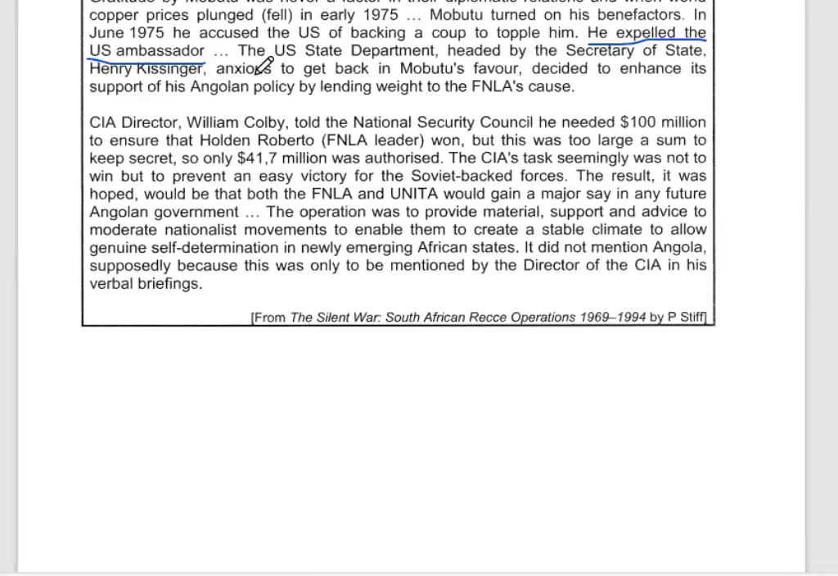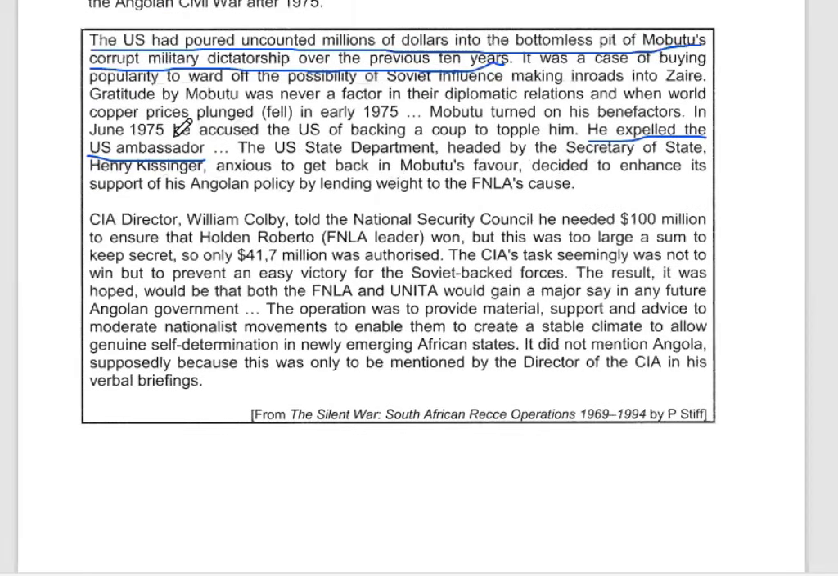And it also says, he accused the US of backing a coup to topple him. Those were the two measures. First, he accused the US of backing a coup to topple him. And two, he expelled the US ambassador. Moving on to the next question.